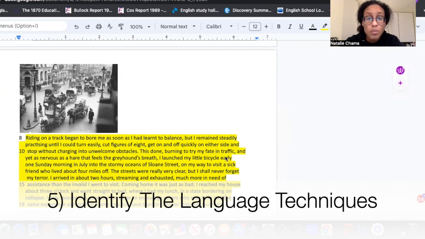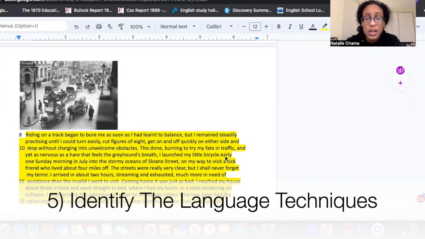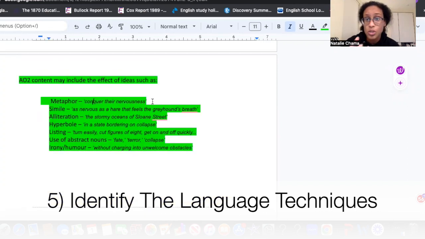And then by the time you're answering this question, at least you've got a little plan, you know clearly which quotes you're going to talk about. And when I say 3 to 4 examples of quotes, you might not use all of them. You might use about three, but it's always good to have options, because you might change your mind. This is all from lines 8 to 18. Conquer their nervousness, that's a metaphor.